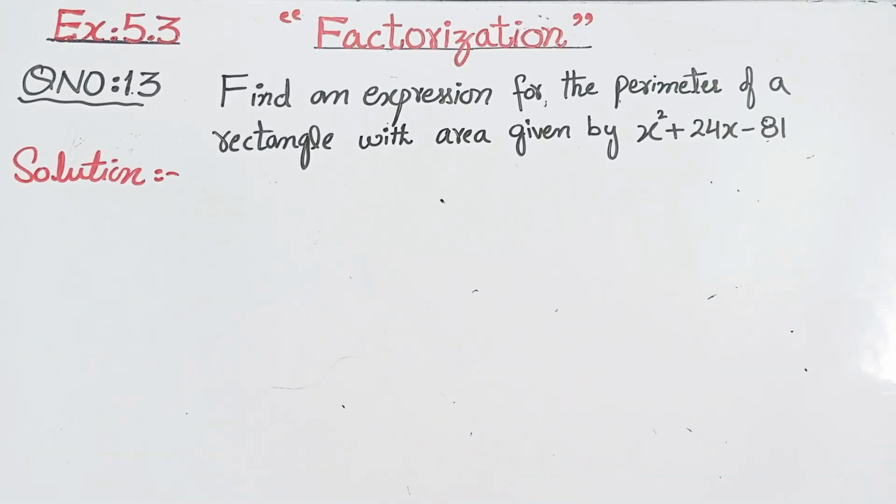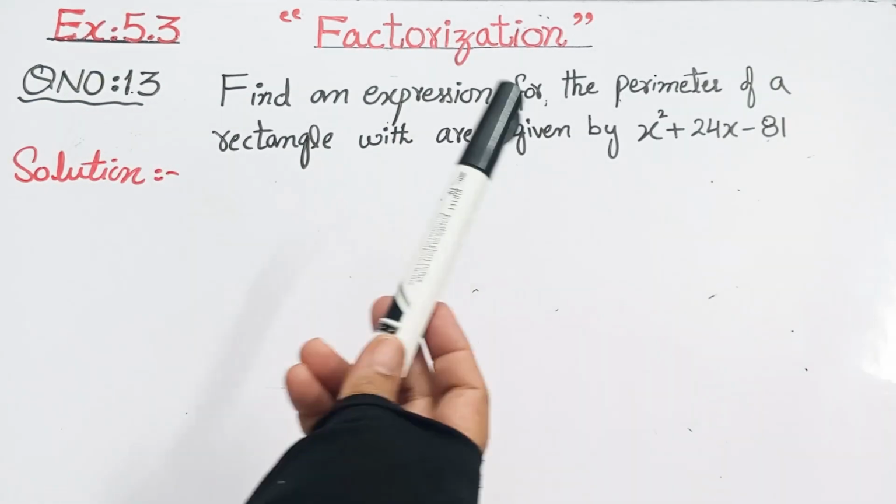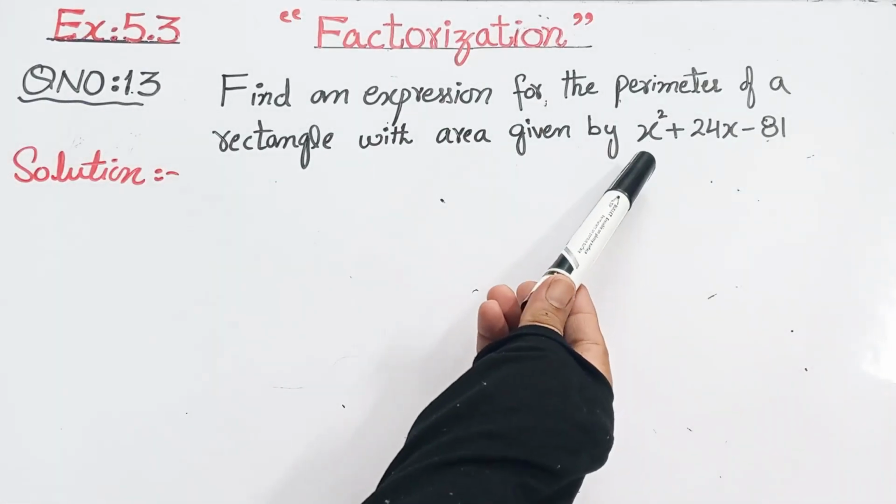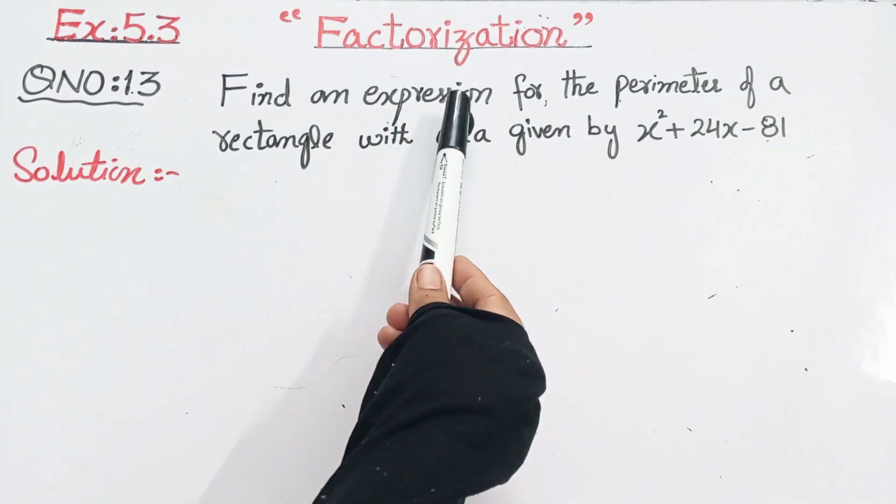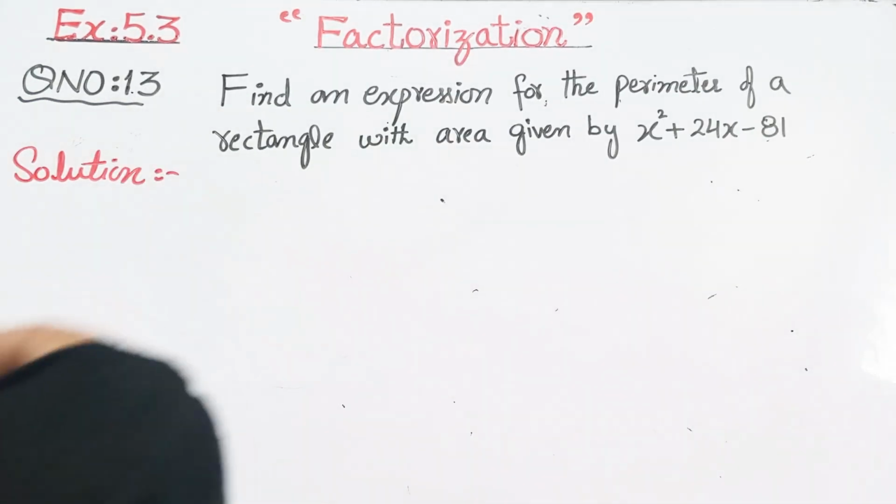Question number 13. Factorization. Find an expression for the perimeter of a rectangle with area given by this expression. This is the expression for the area and we are going to find the expression for the perimeter.